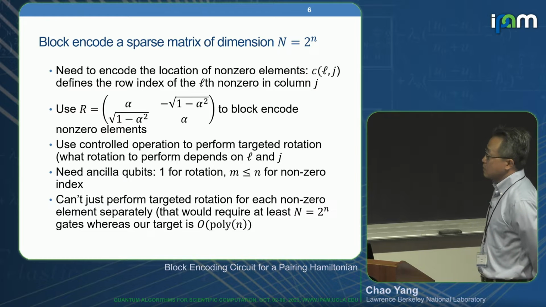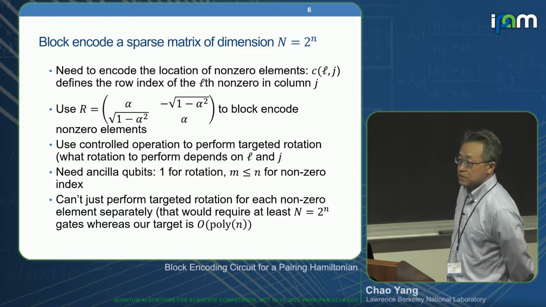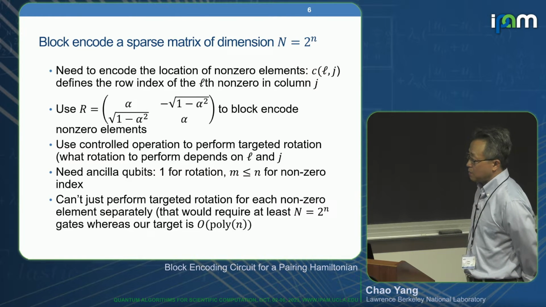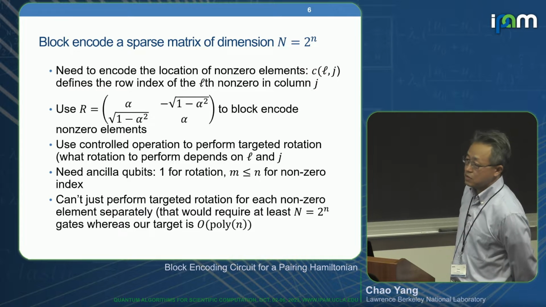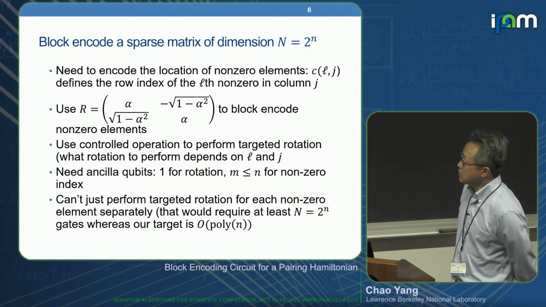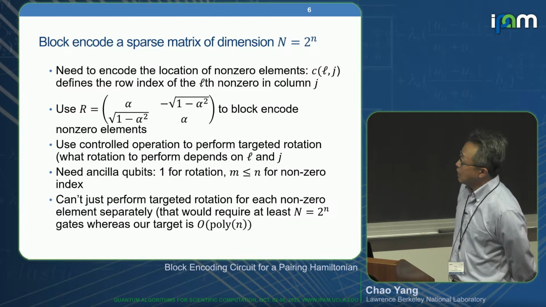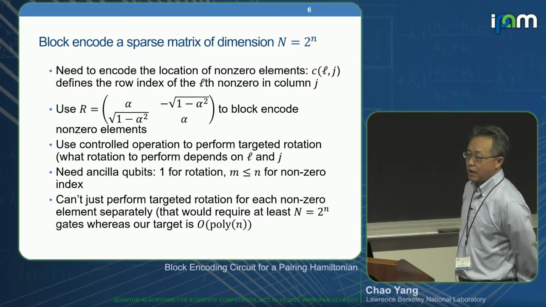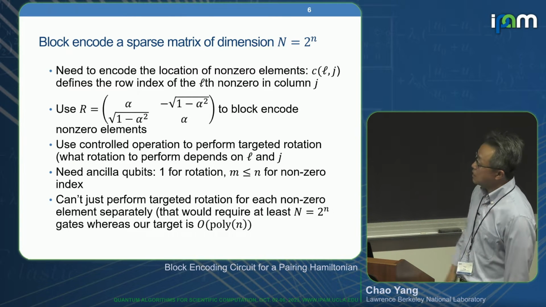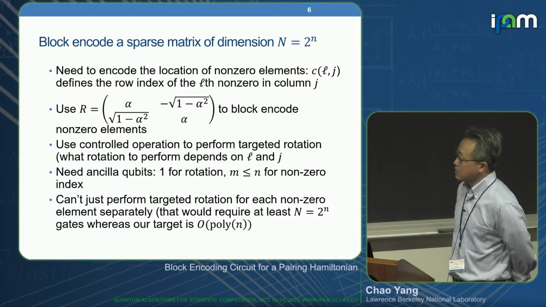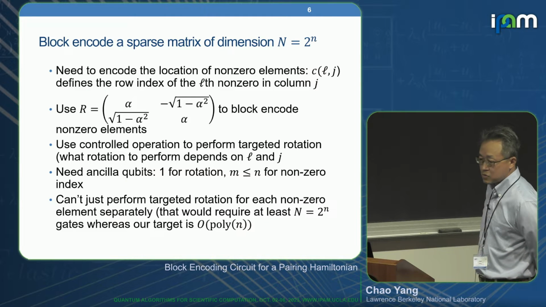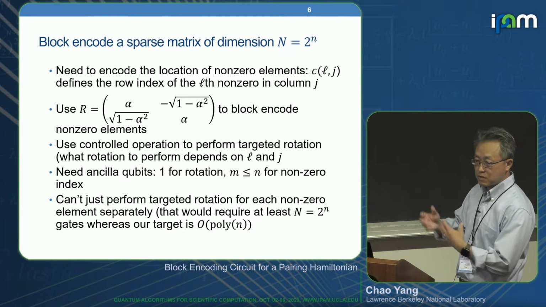So how do we block encode a sparse matrix of dimension capital N, which is 2 to the lowercase n? Basically, there are a couple of things we have to do. One is to encode the location of the non-zero elements. That's usually represented by this function c that maps l and j. Here j is the jth column of the matrix, and l you can consider as the lth non-zero matrix element in that particular column. So this mapping defines the row index of the lth non-zero in column j. That gives you the non-zero structural information.